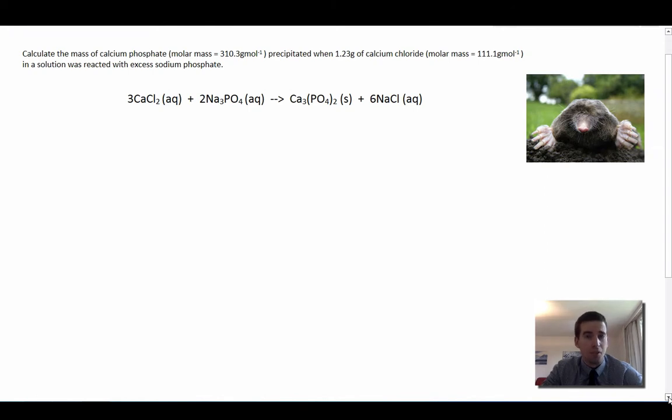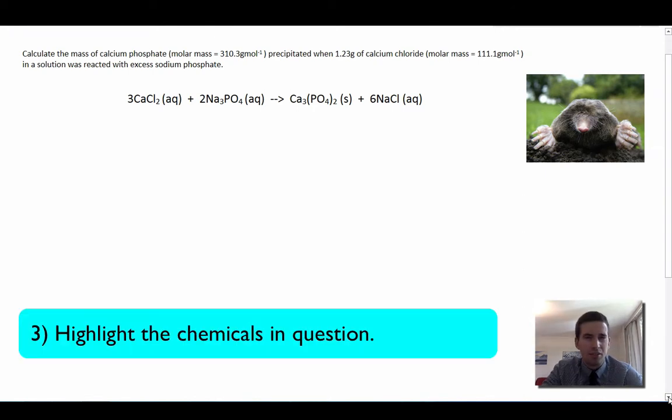So, first step would be to write out the equation. Second step would be to balance it. I've done that to speed this up, given that we've already looked at how to do that in previous videos. So third step is to highlight the chemicals in question. So we want to calculate the mass of calcium phosphate. So that is this chemical here.